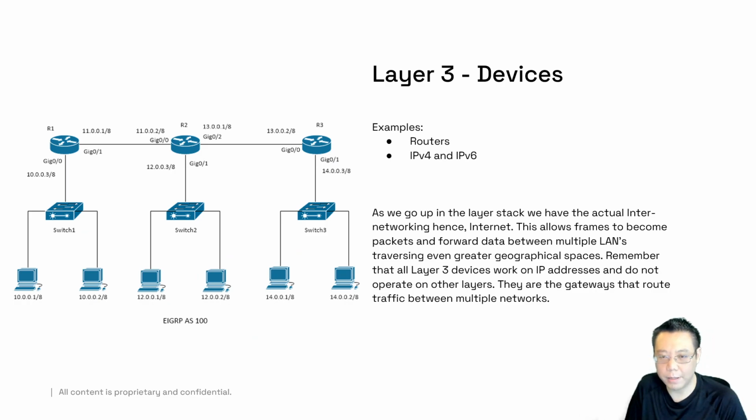Now, layer 3 devices, we talked about routers. Right? After we get to binary bits of ones and zeros, you have a frame. And then you have routers. Routers are what we use to forward stuff from one network to the other. Notice that each of these networks is different. So this is a 10.0.0.0/8, right?